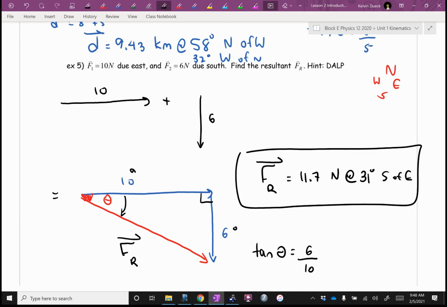Emily, how do I add two vectors together? Draw them. How do I add two vectors together, Sky? Draw them. Alex? Draw them. Everybody, how do I add two vectors together? Draw them. Tip to tail. And then the resultant goes from the tail of the first to the tip of the second.